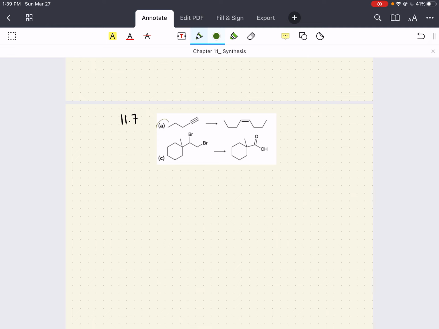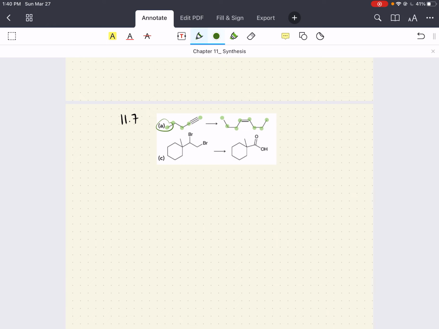Let's do this. Let's look at what we're starting off with. This is a 1, 2, 3, 4, 5 carbon chain. Fantastic. It's a 5 carbon chain. What are we ending up with? 1, 2, 3, 4, 5, 6, 7, 8. So we've really grown this carbon chain.